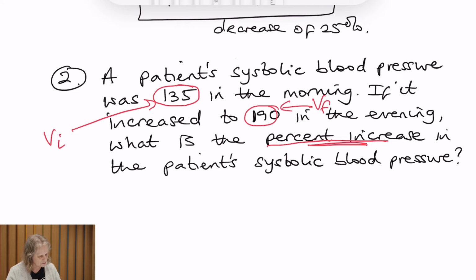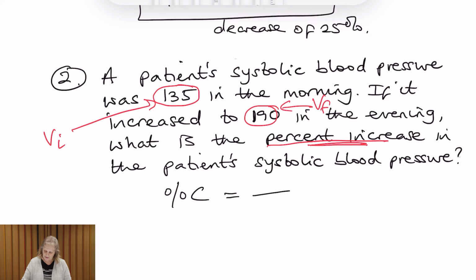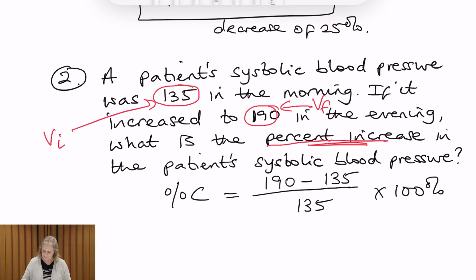So again, we're going to use our percent change formula, and we're going to put in our values accordingly. The percent change is what we want to find. We are looking at the final value, so that's going to be our 190, subtract our initial value, which is our 135, and we're going to divide by that initial value, 135, times 100%. So again, use the calculator.